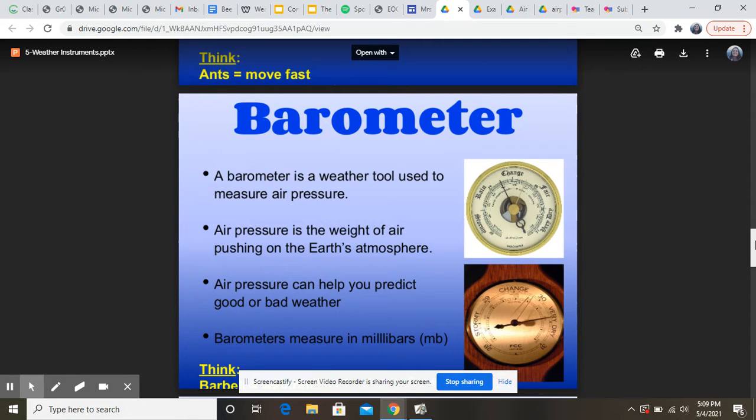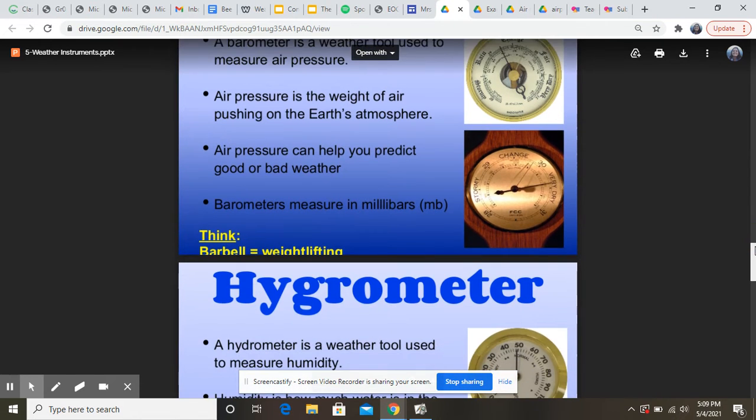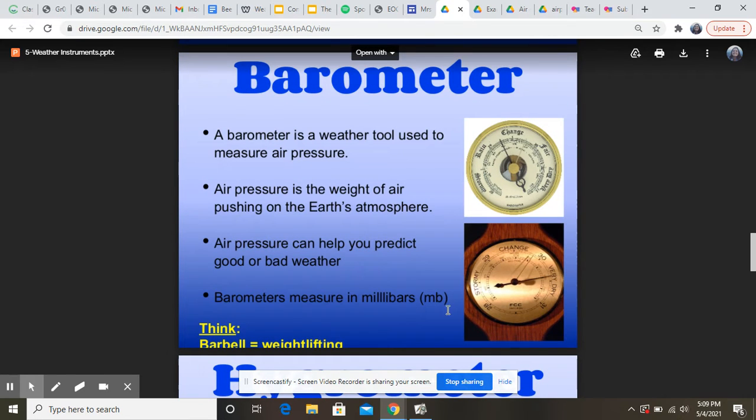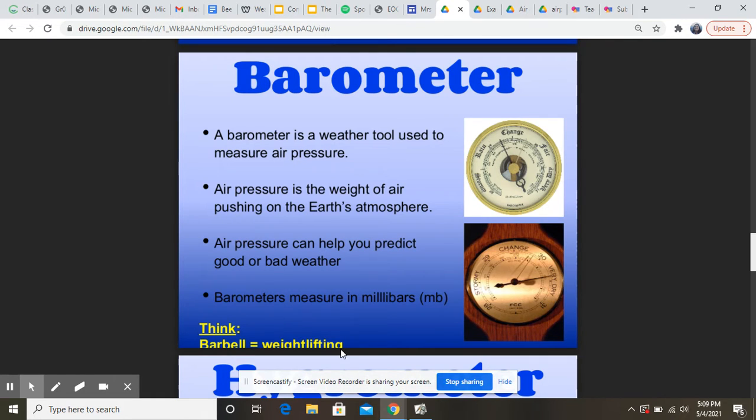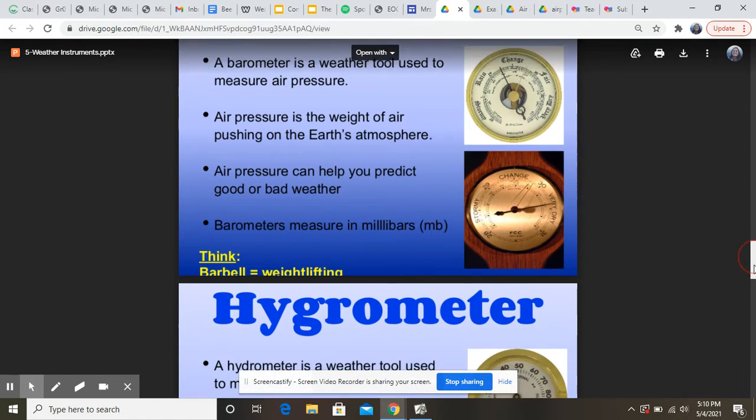So air pressure is really important to predict good or bad weather, and we'll talk about that in a little bit. So a barometer measures air pressure. So here's a good little thing to remember. A barbell, which is something you use to lift weights, has a lot of pressure to pick up the weight.